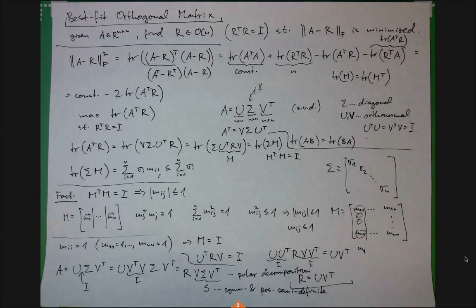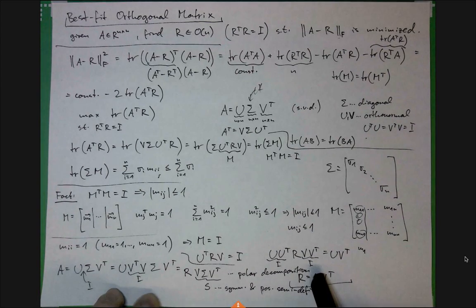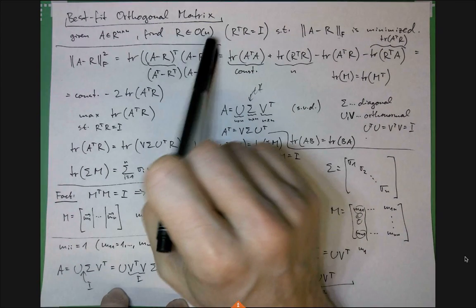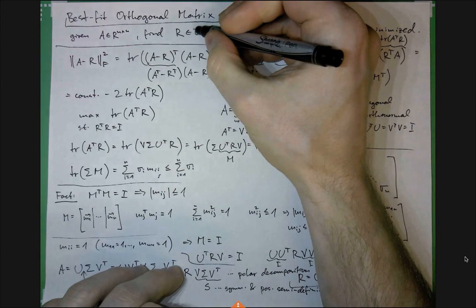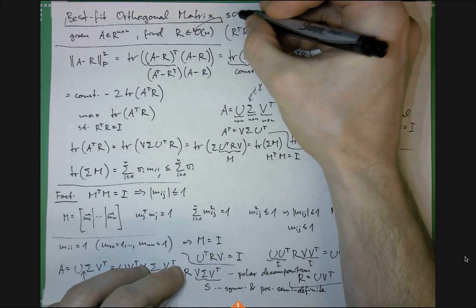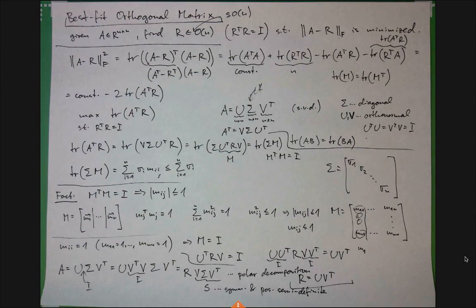So polar decomposition takes a matrix and decomposes it into an orthonormal part R, which happens to be the best fit orthonormal matrix, and the rest, where the rest is a symmetric positive semi-definite matrix. Now, an interesting variation of this problem is if I say that I don't want just an orthonormal matrix, but I want a rotation, the special orthonormal matrix.